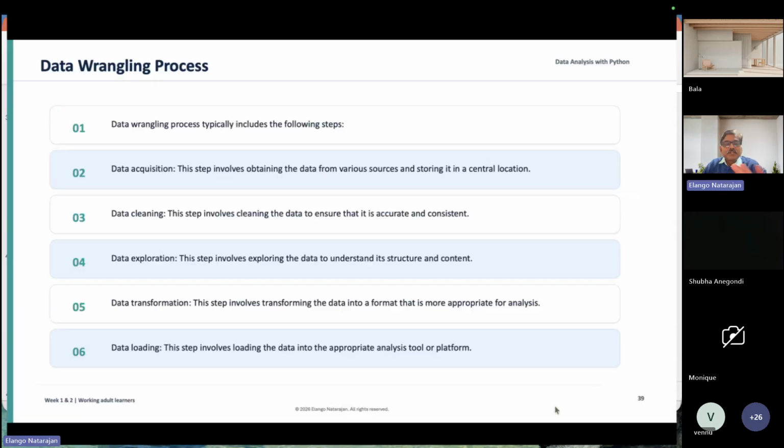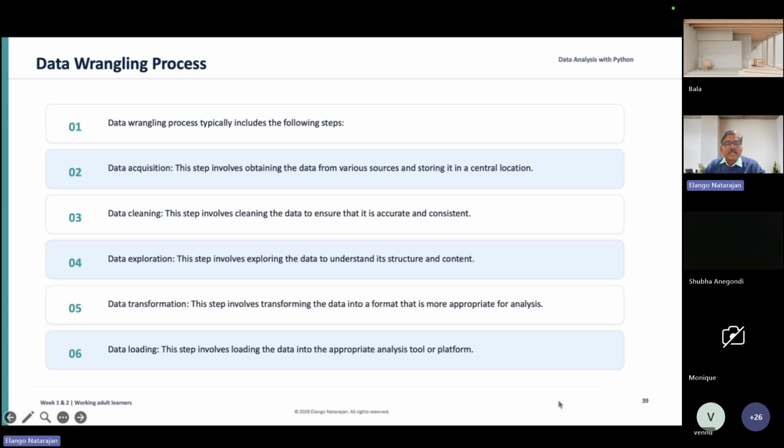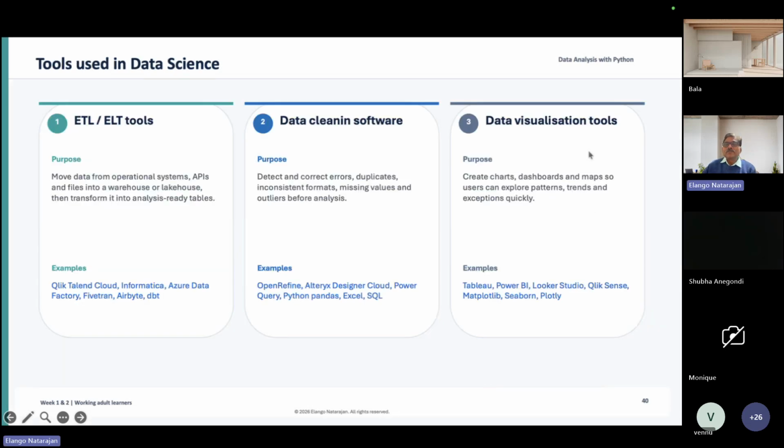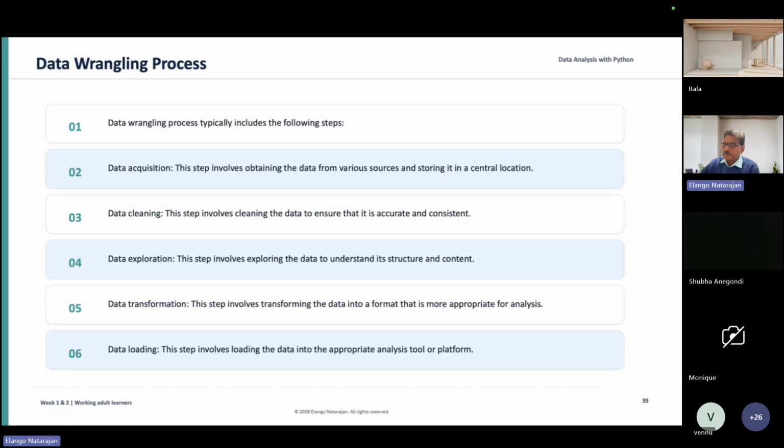After we do the data cleaning, data exploration, and data transformation, we load the data into the system, maybe your cloud, data lake, or any place where you want to do further processing. So this is simple. For ETL, we have many tools. I'll list here some tools that we are using for the ETL process. Okay, Azure, sorry.